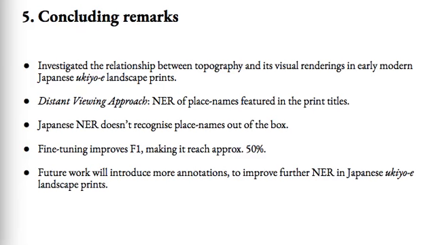Some concluding remarks. In this paper, we presented results of the first step of an analytical process aimed at the investigation of the relationship between topography and its visual renderings in early modern Japanese Ukiyo-e landscape prints. Due to the complexity of the question and research material at hand, we applied named entity recognition, a natural language processing technique to detect place names featured in the titles of prints hosted by the digital database from the Art Research Center at the Ritsumeikan University at Kyoto.